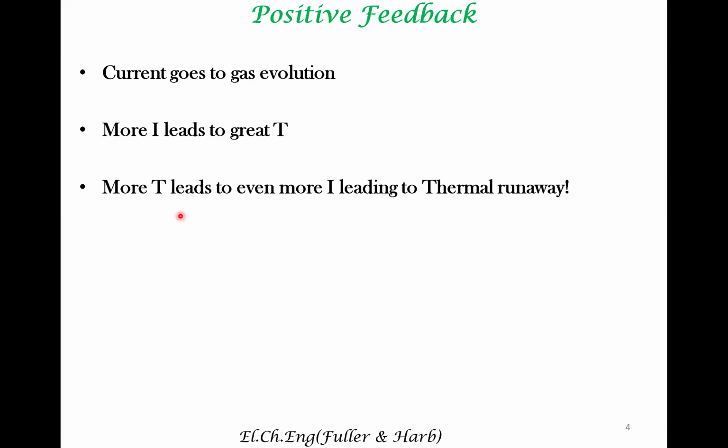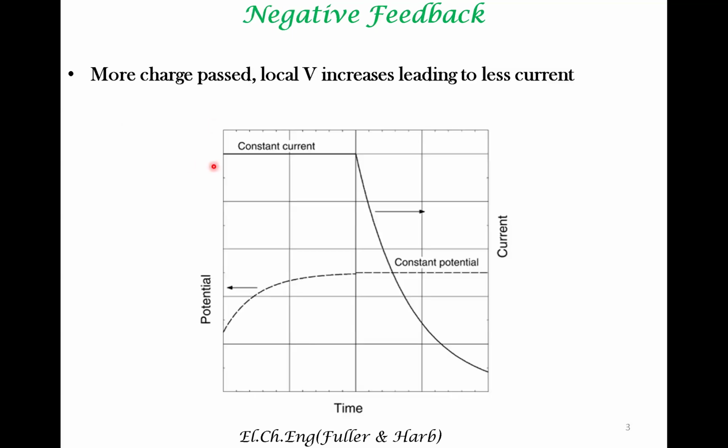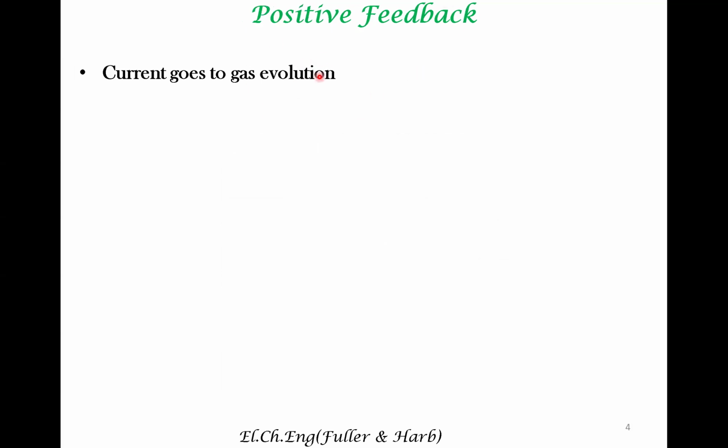This is positive feedback. Greater current leads to greater temperature leads to even further current, and so on. This is what leads to thermal runaway. So this is a positive feedback as opposed to what we had here. In the earlier case, a random increase in current is suppressed by something in the system, which is negative feedback, as opposed to a system behavior that shows positive feedback.